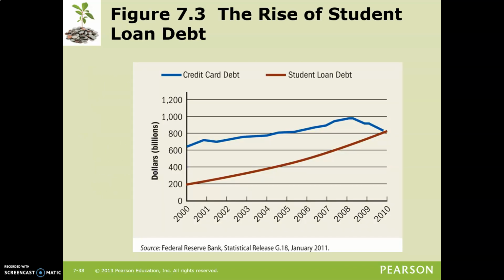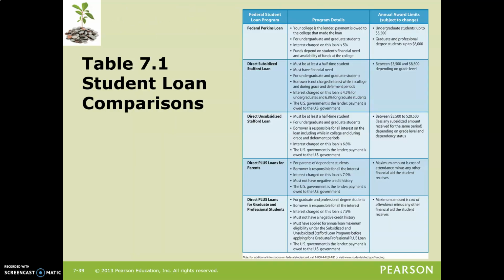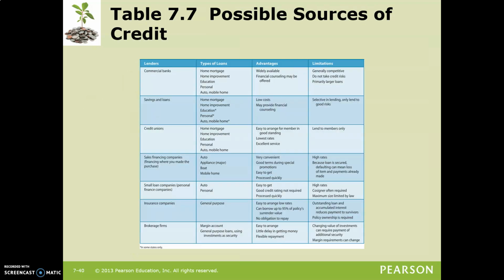This is an example of credit card debt and student loan debt. Yeah, it is increasing over time. Okay, these are the possible sources of credit with the type of loans, advantage and limitation of each type of loans, and also the lenders.